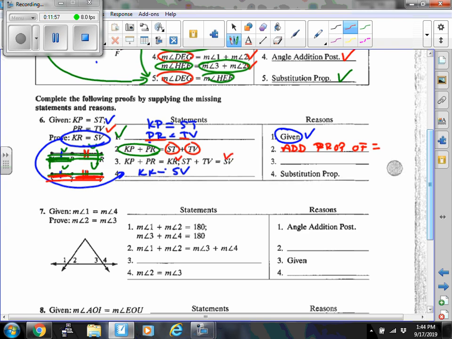I said, hey, I can add those two segments together. So I'm adding segments, so it's called segment addition postulate. I've used that one before, SAP. Okay. Then the final thing is we're going to take statement 2, take this out and replace it with KR. Then we're going to take ST plus TV and replace it with SV by substitution.